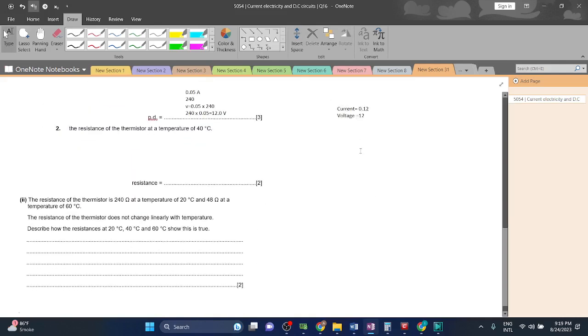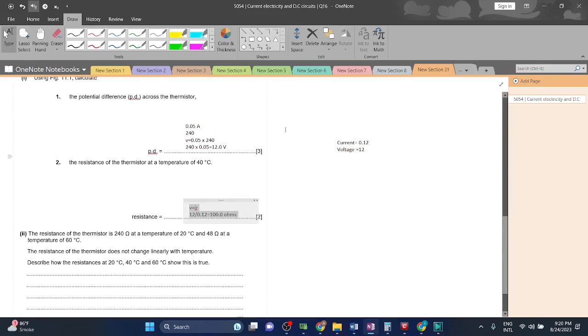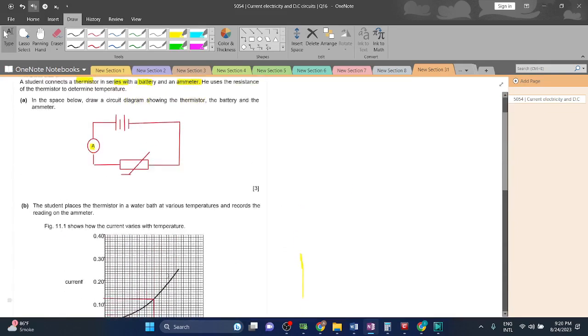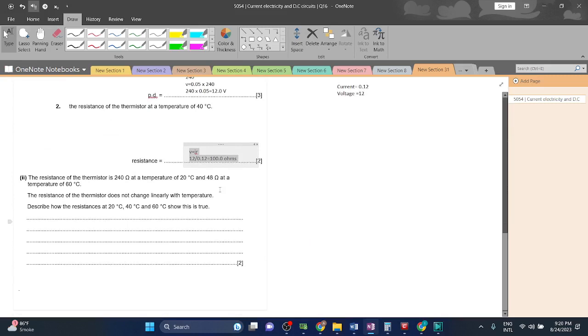तो हमारे पास दो वैल्यूज आ गई है वोल्टेज एंड करंट की. वी कैन इजीली कैलकुलेट व्हाट द रेजिस्टेंस विल बी. तो रेजिस्टेंस इज इक्वल टू V is equal to IR. Resistance will be equal to voltage divided by current, right? तो हमारे पास करंट 0.12 आ गया है which will be equal to 100 ohms will be the resistance. ठीक है ना? 100 ohms will be the resistance when the temperature is 40 degrees Celsius.